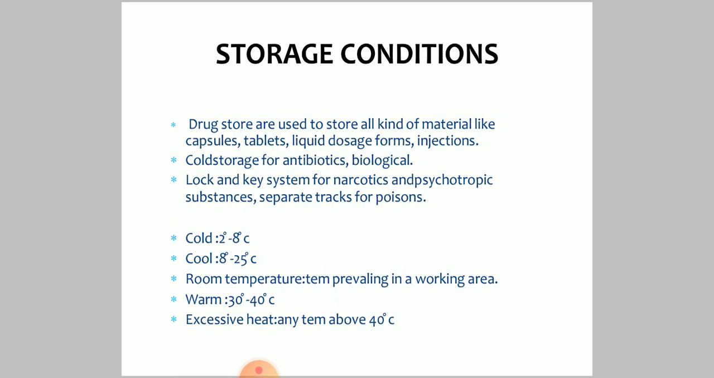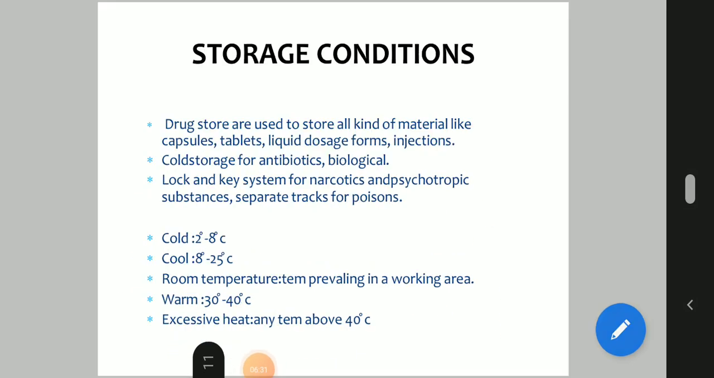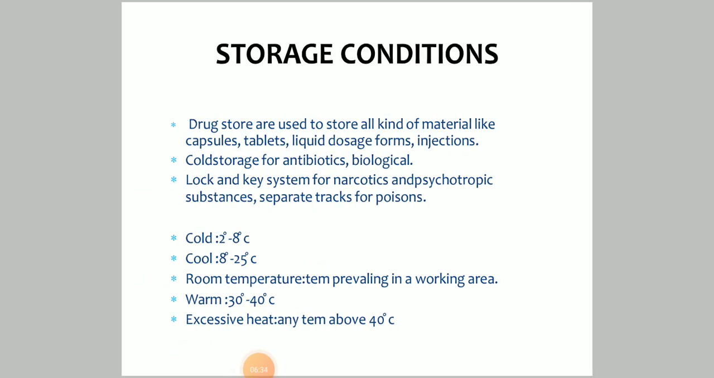Next is the storage condition. The drugs are to be stored by kind: capsules, tablets, liquid dosage forms, injections, cold storage for antibiotics and biologics, and a lock and key system for narcotic and psychotropic substances, with separate racks for poisons. Cold temperature should be 2 to 8 degrees centigrade, and cool temperature should be 8 to 25 degrees. Room temperature is that prevailing in the working area. Warm is 30 to 40 degrees, and excessive heat is any temperature above 40 degrees.